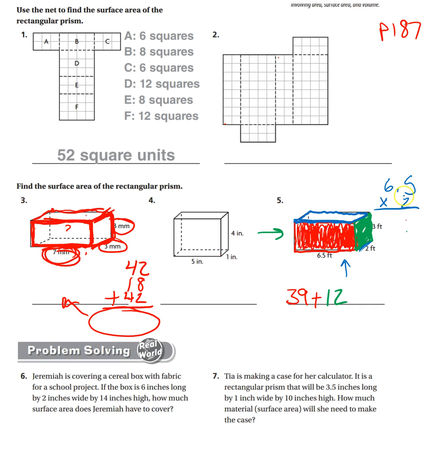One number behind the decimal, so I'm going to move my decimal over 1 when I get my answer. 2 times 5 is 10, carrying my 1. 2 times 6 is 12, plus 1 is 13. Move my decimal over 1, I get 13. But again, there's a top.